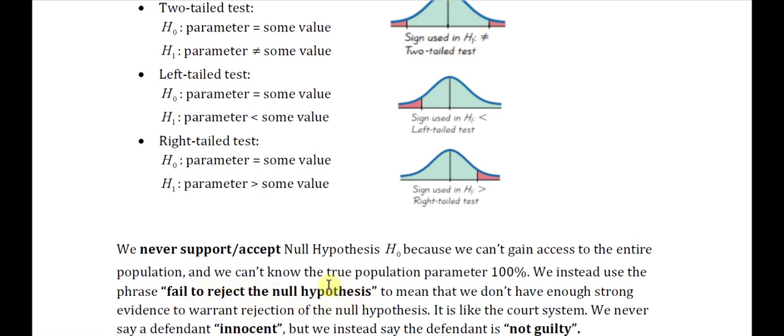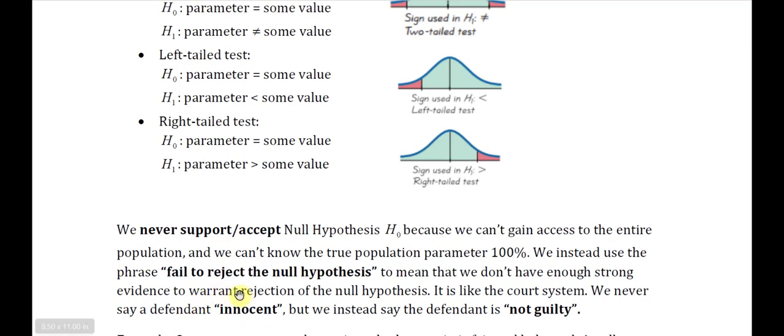If we cannot find enough evidence, then we cannot reject it. That means we fail to reject, but we don't say that we accept it. So fail to reject and accept are different. This means that we don't have enough strong evidence to warrant the rejection of the null hypothesis, but at the same time, we don't have all the evidence to claim that it is true.